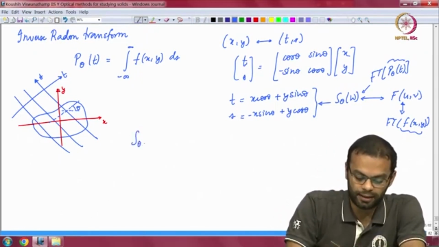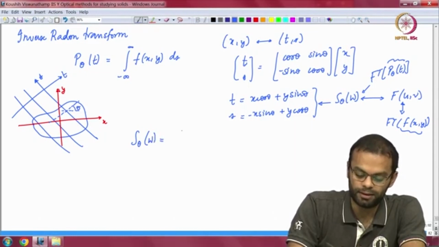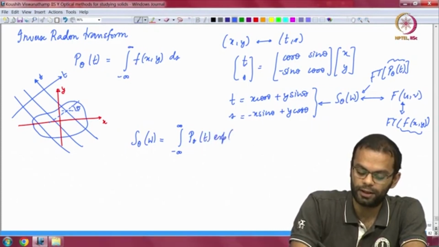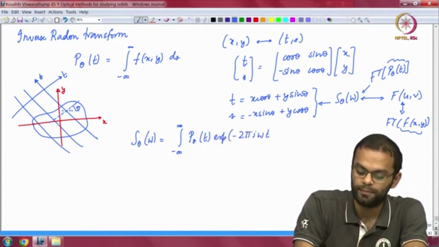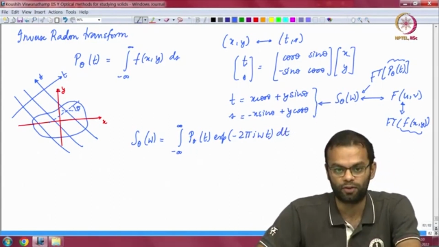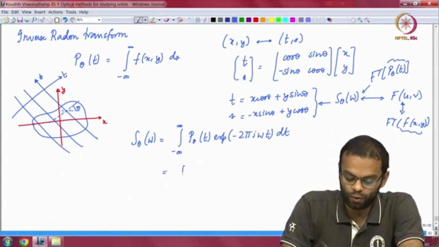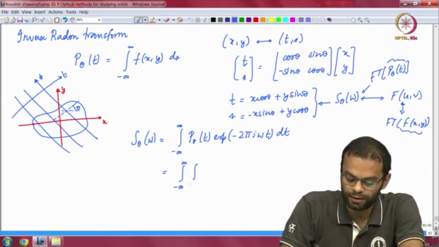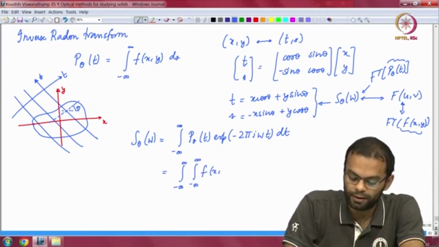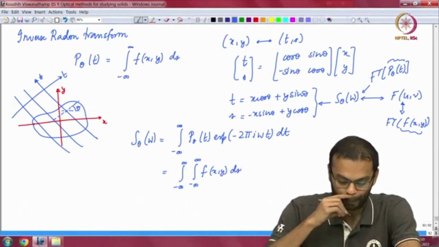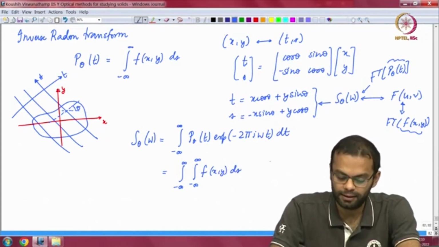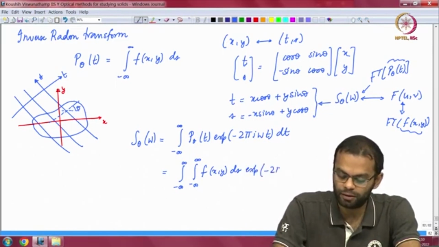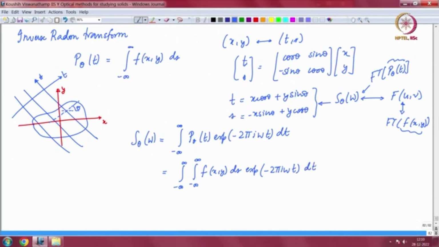Alright, so let us take a look at what this S theta of w is. Remember this was integral minus infinity to plus infinity p theta of t exponential minus 2 pi i w t dt. This was the 1D Fourier transform of p theta of t, and if you write down the expression for p theta of t, you will get f of x y going along ds, that is what p theta was, right, times exponential minus 2 pi i w t dt, okay.